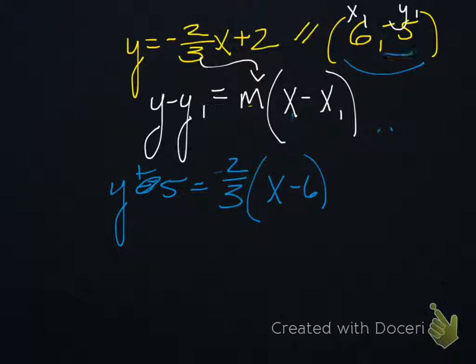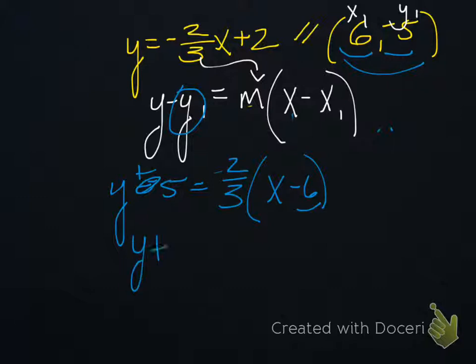I plugged the negative 5 into my y1, and I have a plus 5, good. And I plugged the 6 into my x1, and I have the 6 here, and then it's minus, of course. All right, let's evaluate and find out what we get.